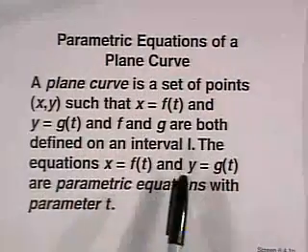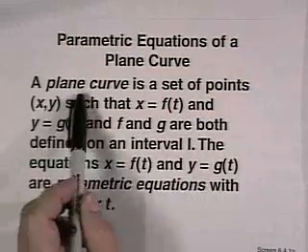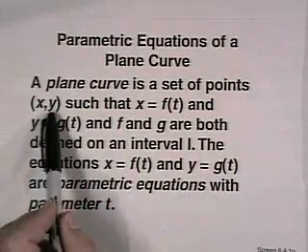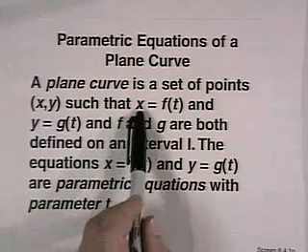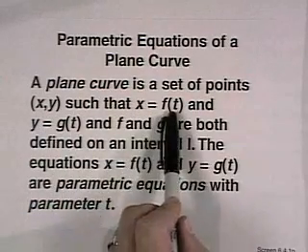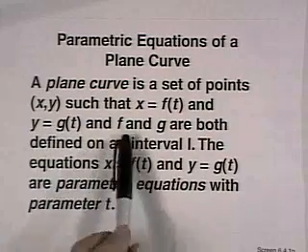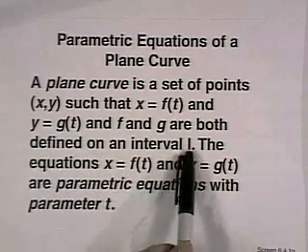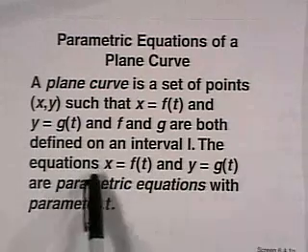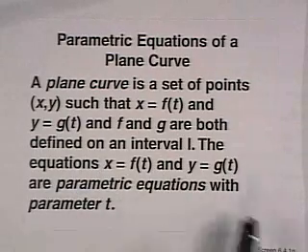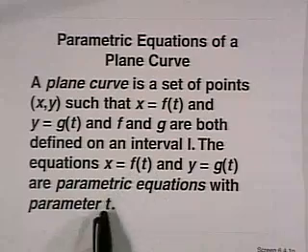Parametric equations of a plane curve. A plane curve is a set of points (x, y), such that x is some function of t and y is another function of t, where both f and g are defined on some interval I. The equations are the parametric equations, and the parameter is called t.